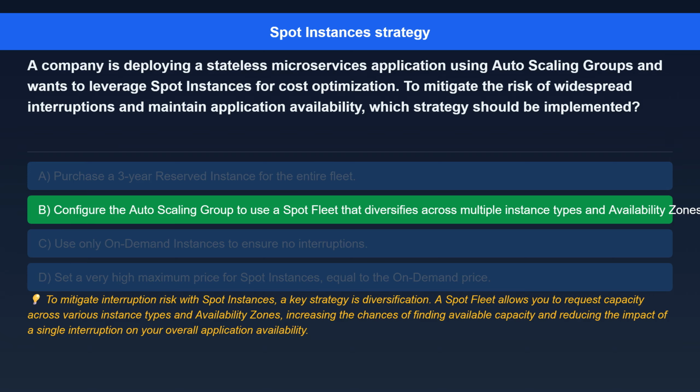The correct answer is configure the auto-scaling group to use a Spot fleet that diversifies across multiple instance types and availability zones. Here's the explanation. To mitigate interruption risk with Spot instances, a key strategy is diversification. A Spot fleet allows you to request capacity across various instance types and availability zones, increasing the chances of finding available capacity and reducing the impact of a single interruption on your overall application availability.